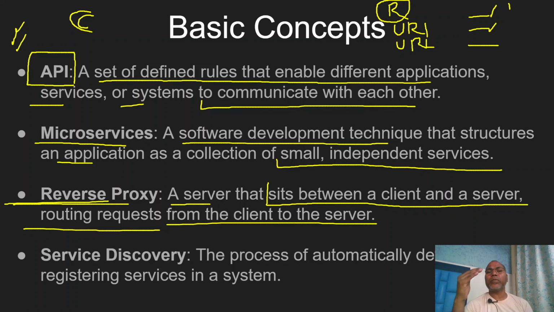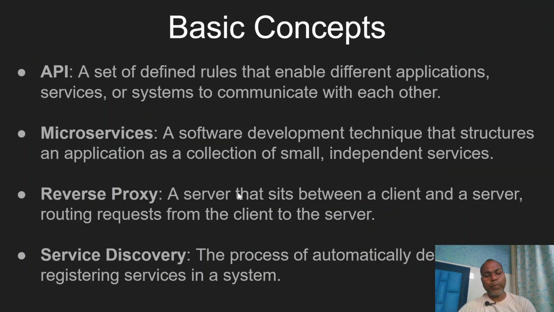From the client's perspective, the client thinks it is taking this service from a specific microservice, but actually between the client and the actual microservice, the reverse proxy or API gateway is present. An API gateway is also considered a service discovery component, because service discovery is the process of automatically detecting and registering services in the system. That means the API gateway has such a facility.